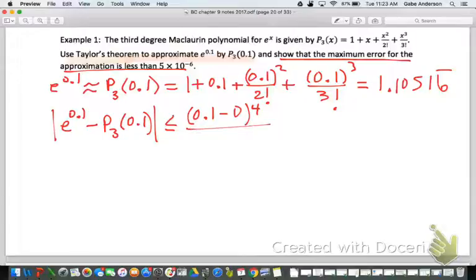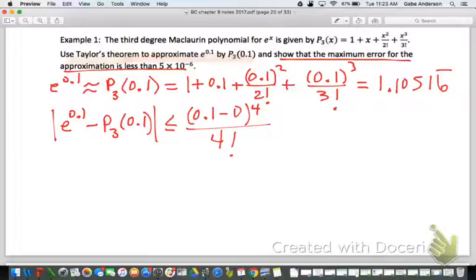And that plug and chug part is done. In the denominator, it's n plus 1 factorial. So we already know what n plus 1 is. So it would be 4 factorial. And then we need to multiply this by the max value of the n plus 1th derivative somewhere on our interval between x and c. So let's do this first.